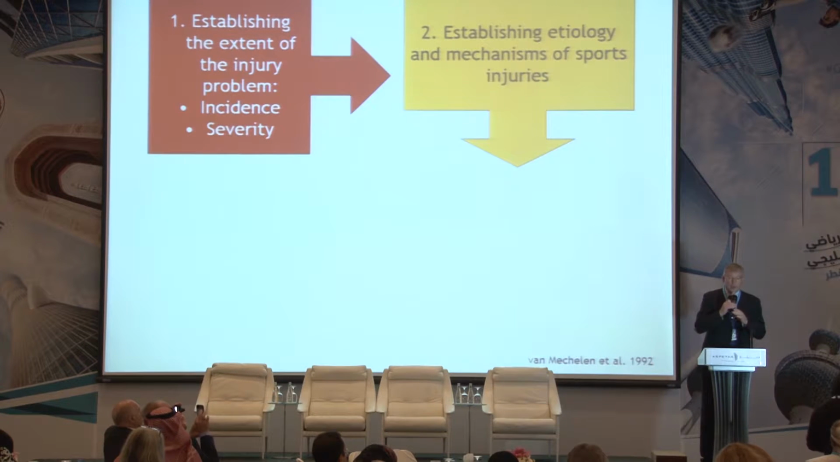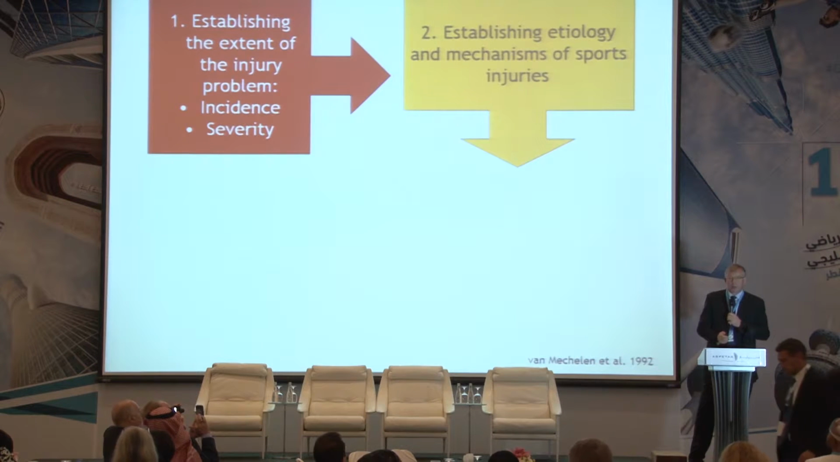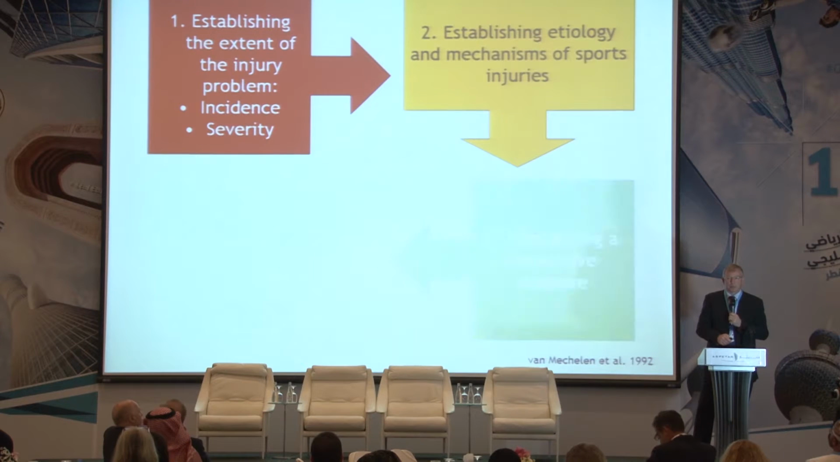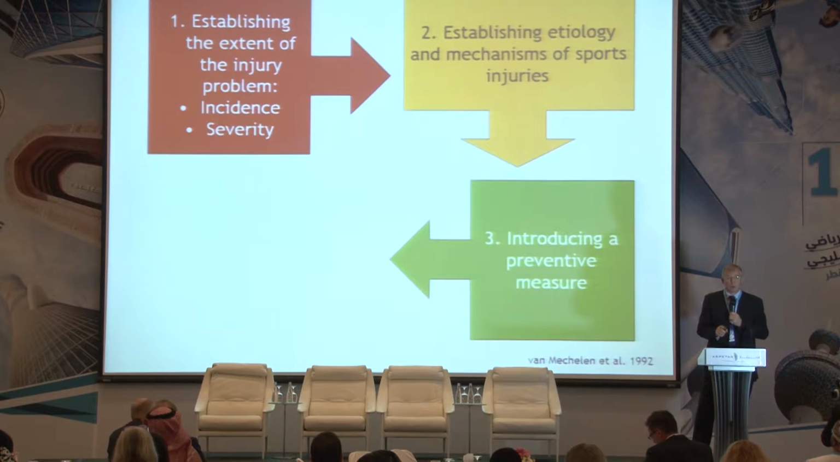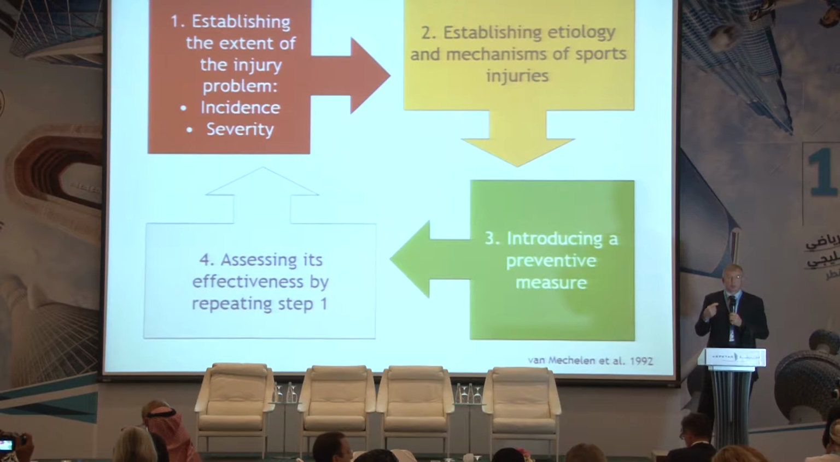The next step is to try and establish the etiology. So this is the risk factors and the injury mechanisms. Because only when you know why and how injuries happen can you formulate a plan on how to prevent them. And then as a researcher, you would go back to step one again and test this and assess whether the plan that you developed is effective.